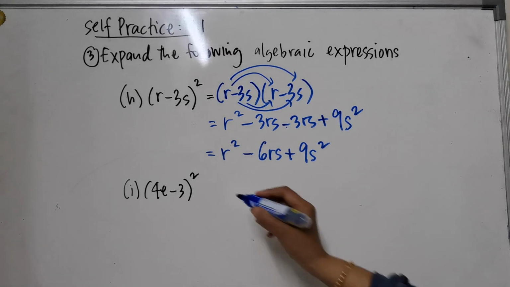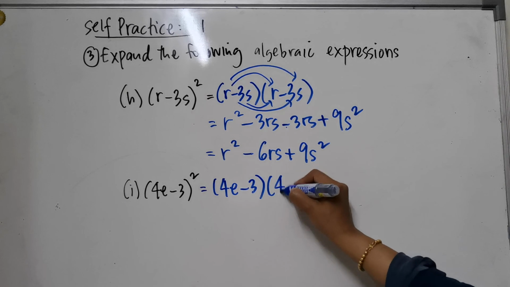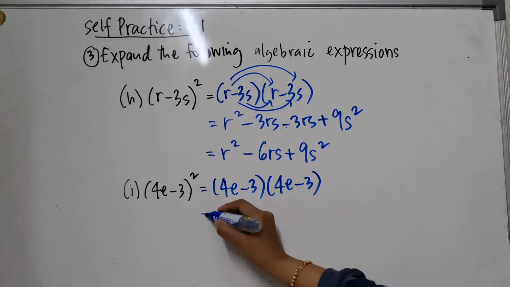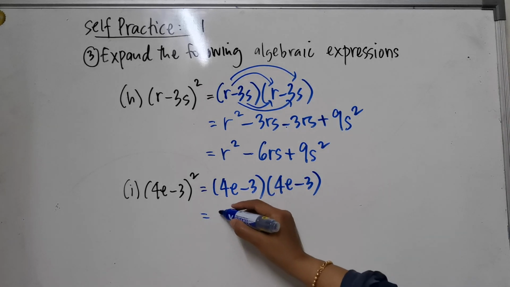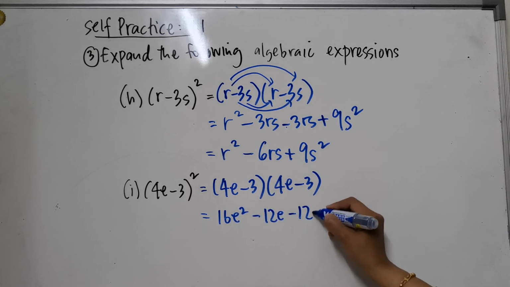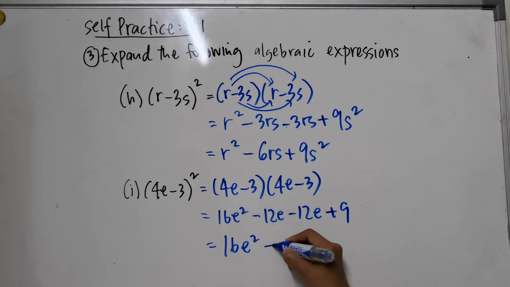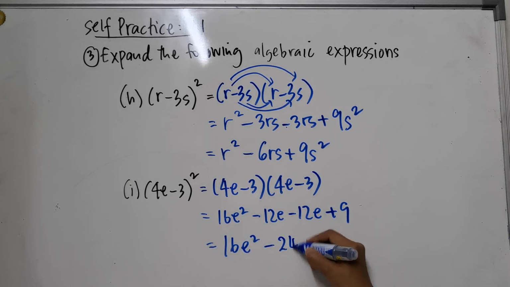Okay, last one, 4e minus 3, 4e minus 3, so we have 4e times 4e, 16e square minus 12e minus 12e plus 9. So we have 16e square minus 24e plus 9.